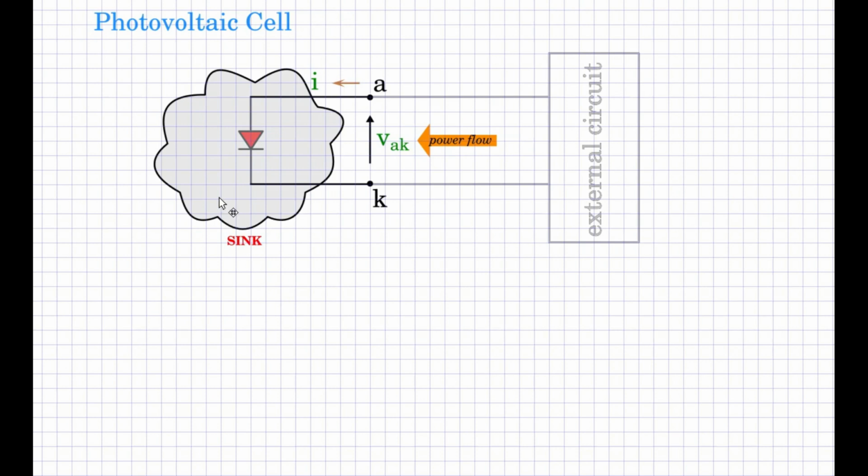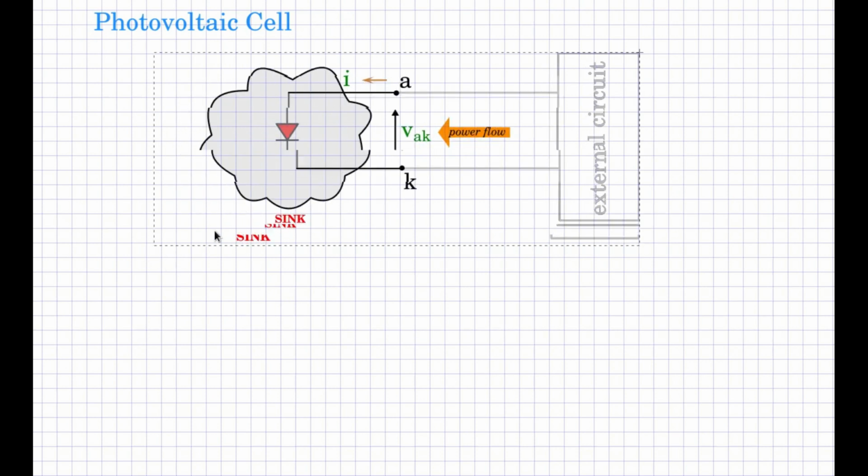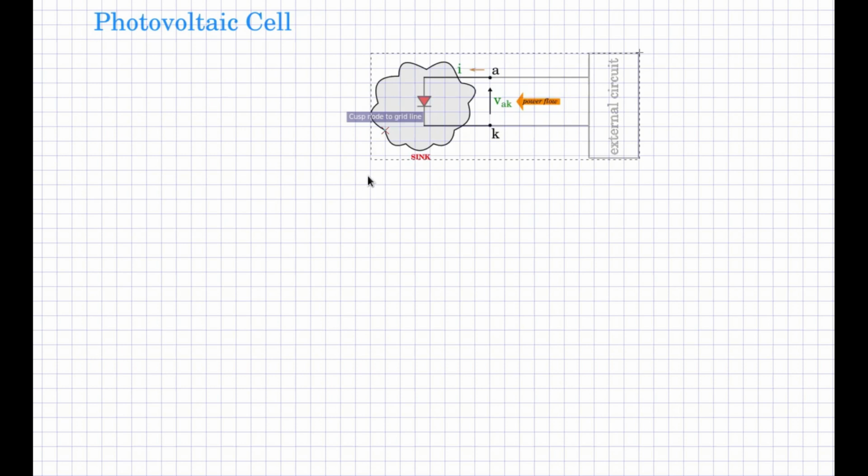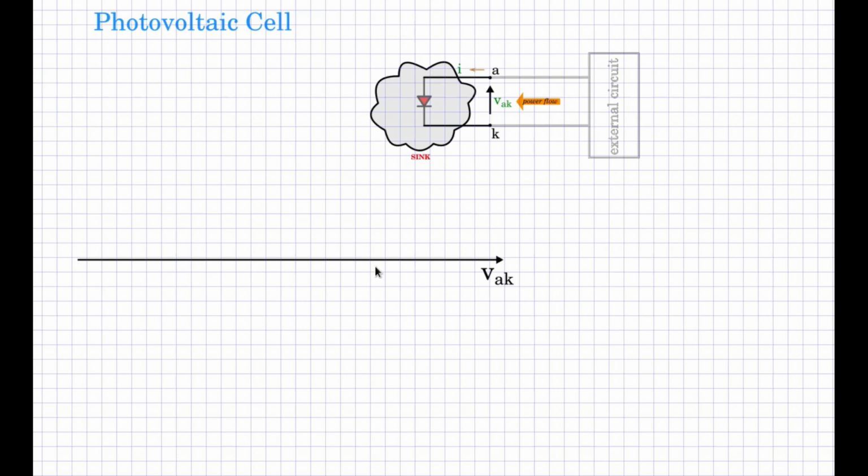Let us now make some space for drawing the characteristic. We will reduce this portion and keep it there. Let us have the x-axis, and we shall mark it as VAK. This is the voltage axis. And then we have the y-axis. We shall mark it as I and draw the IV curve.